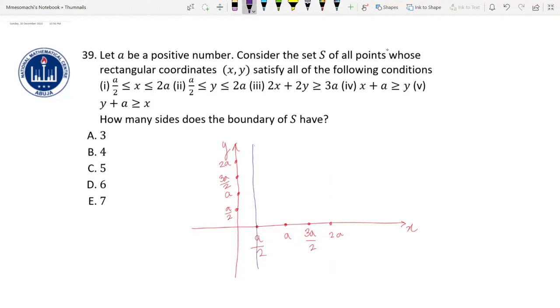I missed that point a bit. I missed it again, but I think it's cool. And then y is between a over 2 and 2a. So just draw that.